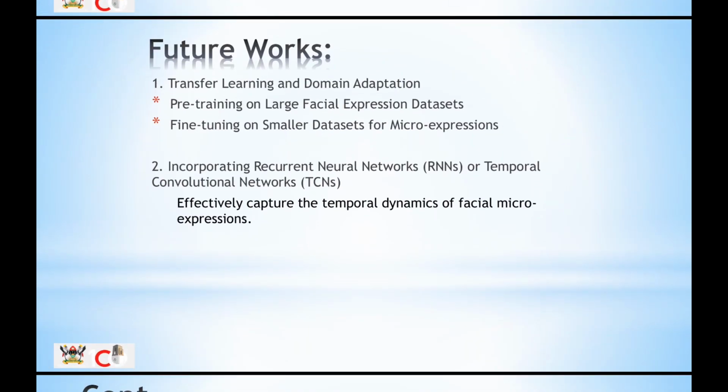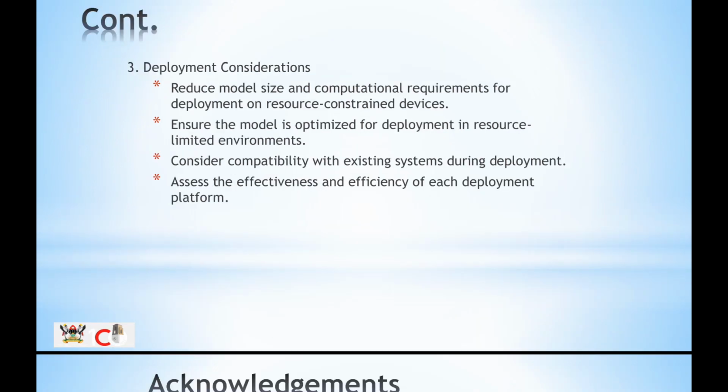So as I conclude, among our future works, we plan to use transfer learning and domain adaptation, and then to also incorporate recurrent neural networks and temporal convolutional networks. We also plan to deploy using other methods, and this will be done after reducing the model size and making it more scalable.